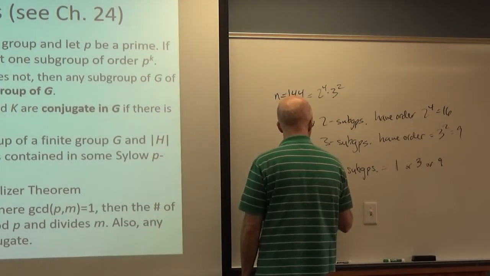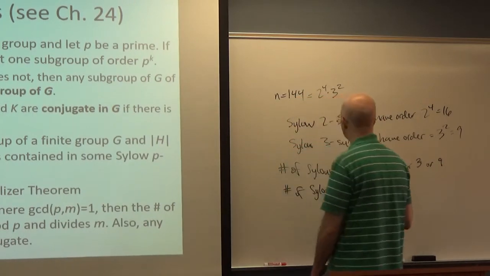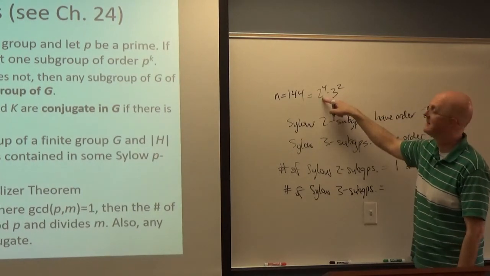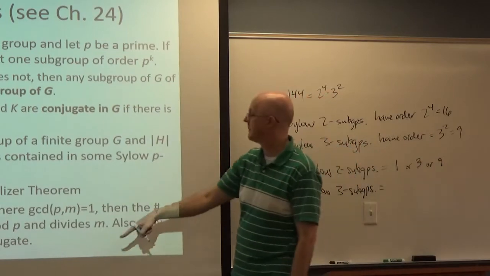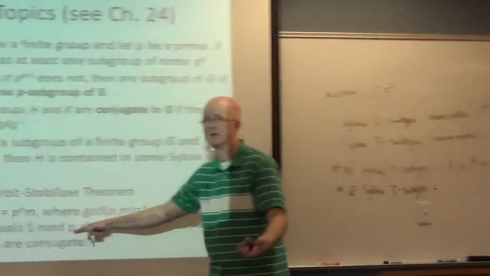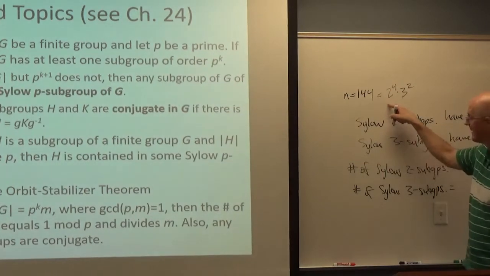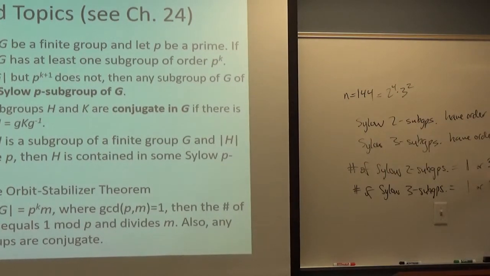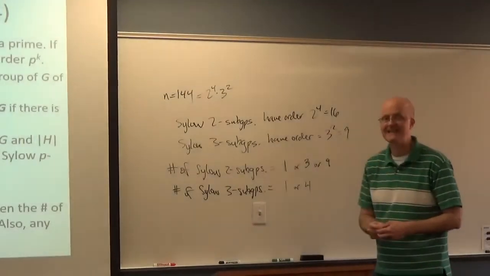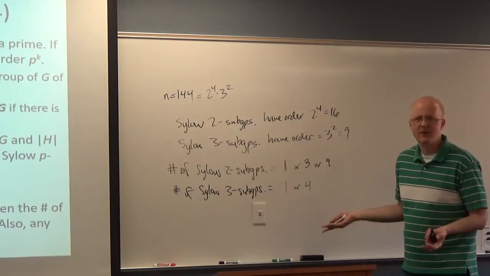Well, how about the number of Sylow 3 subgroups? Take p to be 3, k to be 2, and m to be 16. So the theorem would say the number of Sylow 3 subgroups has to equal 1 mod 3. That would have to be 1 or 4 or 7 or 10 or 13, etc. And divide m, divide 16. The only possibilities are 1 or 4, which both are equal to 1 mod 3 and divide 16. Okay, so that's what I would say for a group of 144.